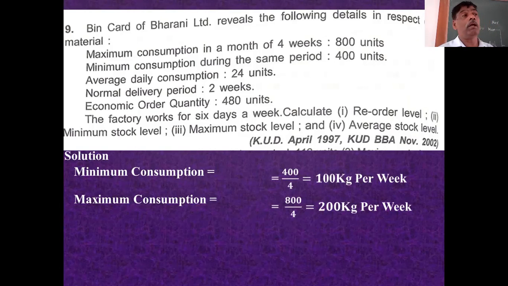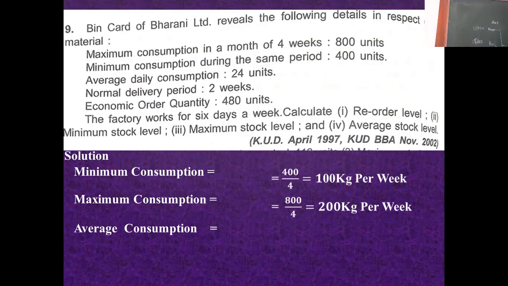What is the average consumption? That is also given in the problem. You don't add and divide these two. Okay. 100 plus 200 divided by 2 is the average. I agree. Whenever the average is not given in the problem, you have to calculate the average. Clear? Average consumption is 24 units.